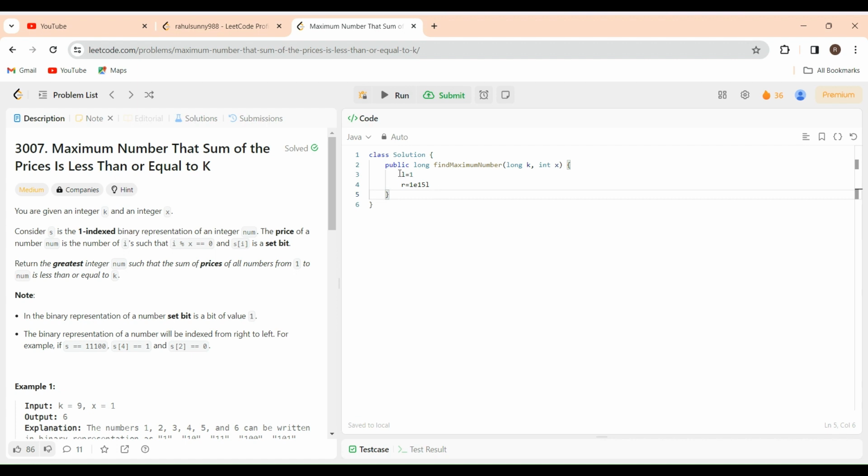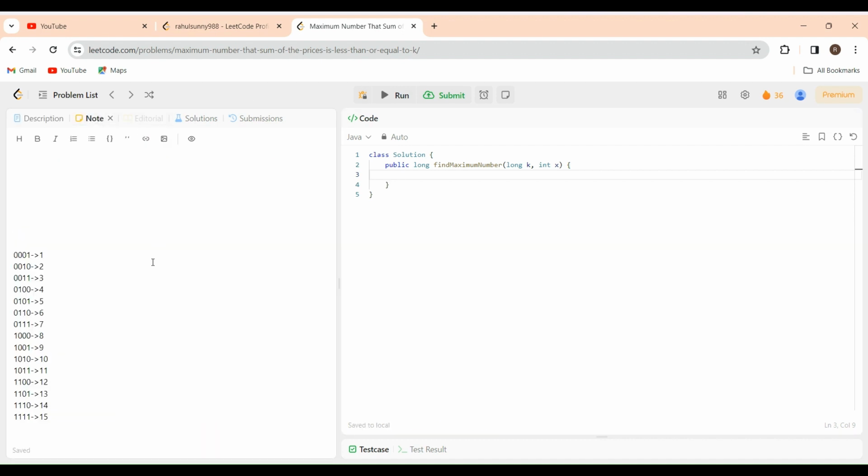Now the question is how to find the price. Now we will consider some scenarios here. For example, we have to check the price of 13 here. Price of num 13 means the prices of numbers 1 to 13, right? So how will we find that?